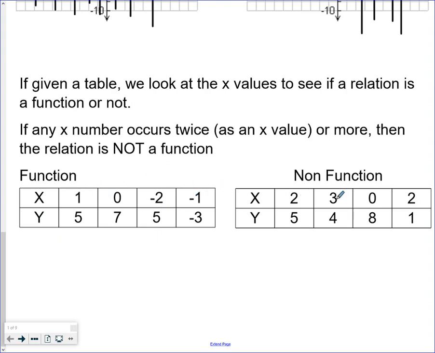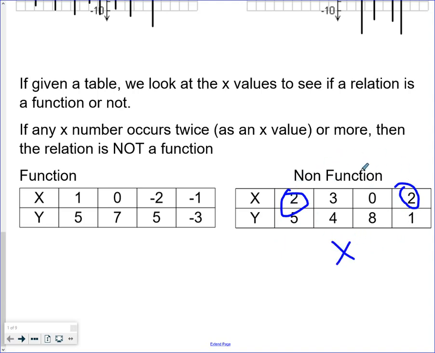Here I have 2, 3, 0, and 2. Well, here I have a problem because this 2 and this 2 happen twice, and they're both x values. So I have an x value that's repeated, and it's giving me two different outputs. I put in a 2, I get out a 5, and I also get out a 1. That's what this one tells me. I put in a 2, I get out a 5. I put in a 2, and I also get out a 1. That can't happen in a function, so this is a non-function because the 2's repeat.